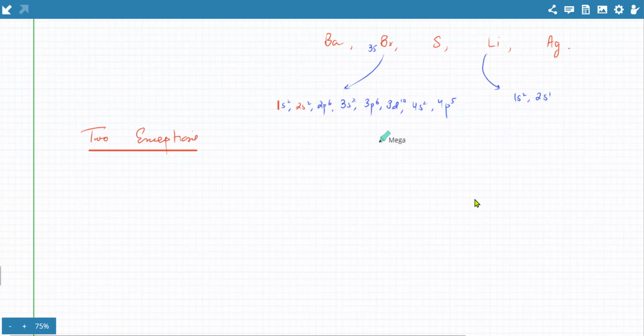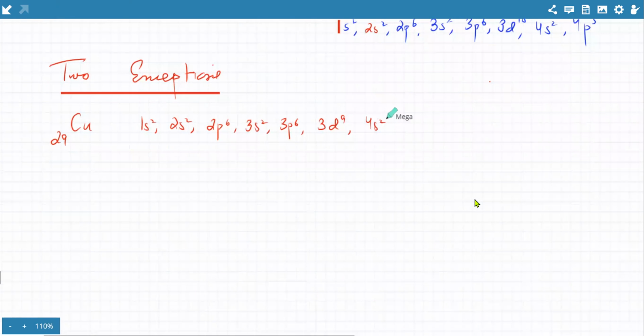Now remember there are two exceptions, and these are two transition metal exceptions. For example, if you write for copper, copper has 29 electrons, so that's going to be 1s2, 2s2, following the same pattern, 2p6. Then you have 3s2, 3p6, and then 4s2 and 3d9. According to the table, this is the electronic configuration that you're getting.